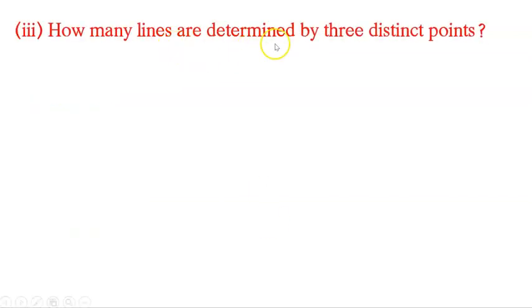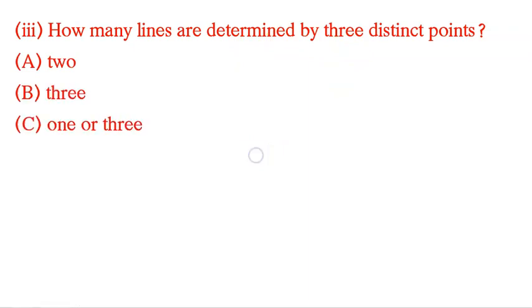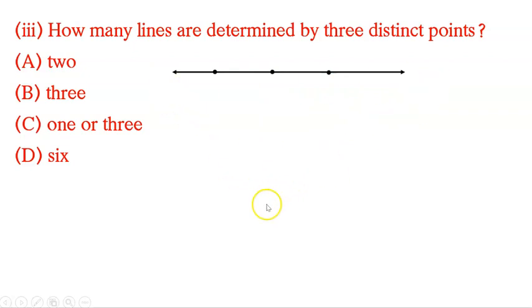Now the next question. How many lines are determined by three distinct points? The first is 2, second is 3, third is 1 or 3, and D is 6. Option A is 2, option B is 3, option C is 1 or 3, and option D is 6. Now see this here. First we consider three distinct points. They are collinear. Therefore we can draw a single line.